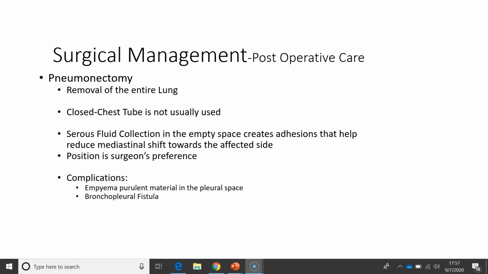Complications for a pneumonectomy include empyema, which is a purulent material in the pleural space that is very gunky and doesn't allow for good air exchange on the good side, on the one lung that's left. And also, bronchopleural fistulas can also happen because of that pneumonectomy where the lung was removed from the bronchus.